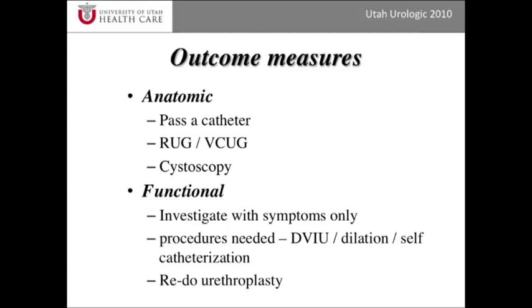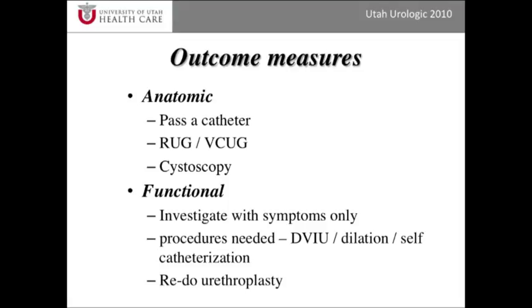How do we measure the outcomes after urethral surgery? There's a few ways to think about them. We categorize them into anatomic outcomes and then functional outcomes. And the ways you can measure anatomic, meaning that the urethra is actually open and we're able to either pass a catheter or a cystoscope through the area without any impedance, or you could do an X-ray and look for any narrowing of the urethra.